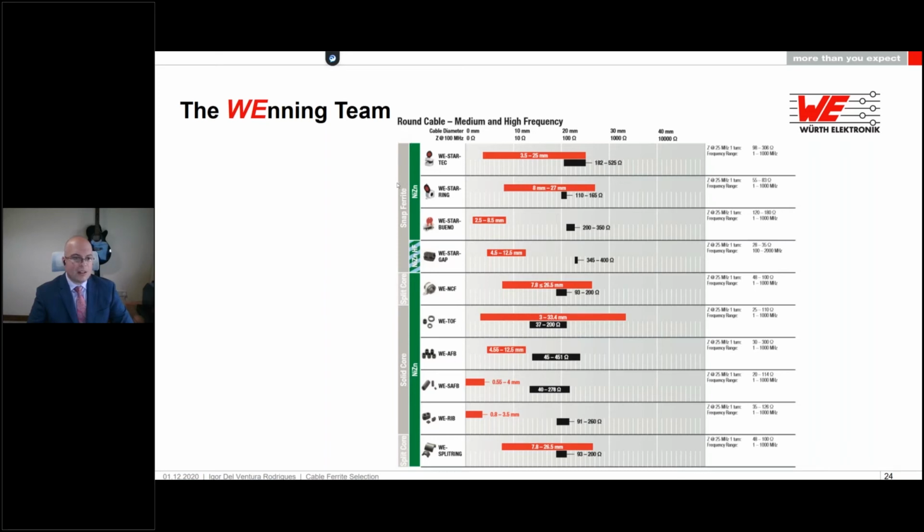We can see here that also we've got the division by style. So we have here the snap ferrites, which we have the Star Tech, the Star Ring, the Star Bueno, and the Star Gap. And the kind of material that is utilized on these ferrites: nickel zinc or nickel zinc high frequency in the case of the Star Gap. Then we have split core, solid core, and finally a split core here again.